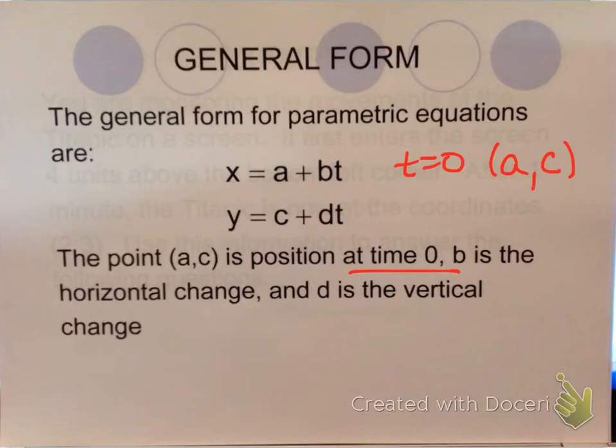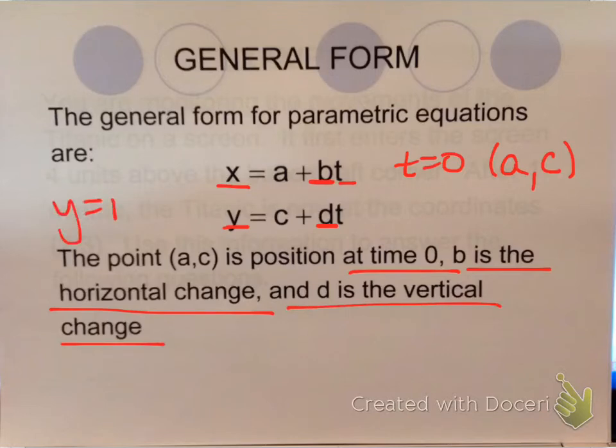Because this is attached to time, this is the rate of change, but it's just the rate of change for the x position of the moving object. And this is the rate of change for the y position of the moving object. And so that's what it says here, B is the horizontal change, and D is the vertical change. But they're still just linear equations. They're actually slope-intercept form. It's just that each coordinate gets its own linear equation related to time.